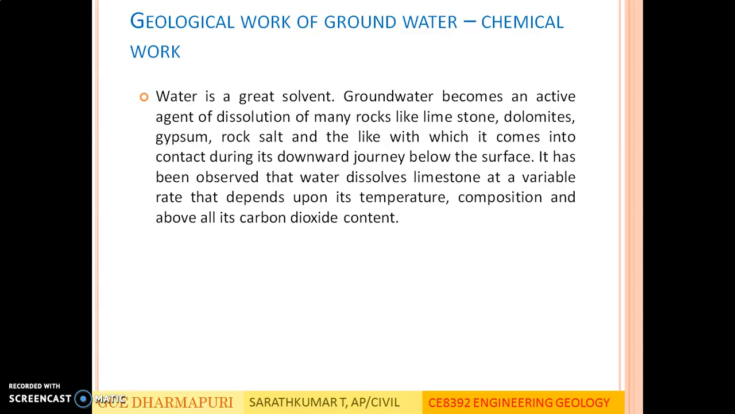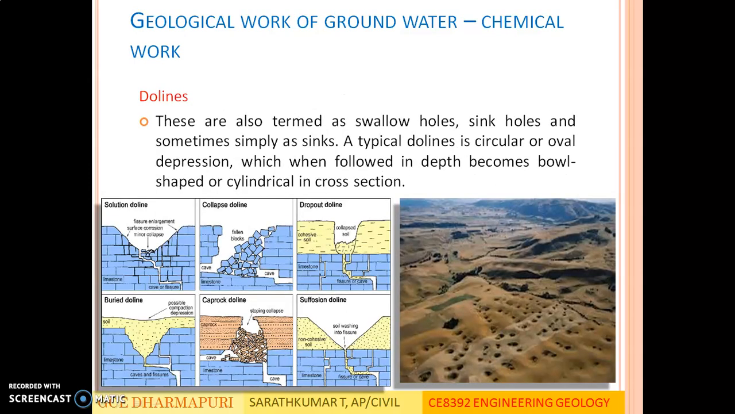So here basically what they are saying is that the underground water reacts with various minerals in the rocks that are soluble in water and dissolves those rocks to create new structures, new natural forms. The first type of natural structure that is formed due to groundwater is dolines. These are also termed swallow holes, sink holes, and sometimes simply called sinks.